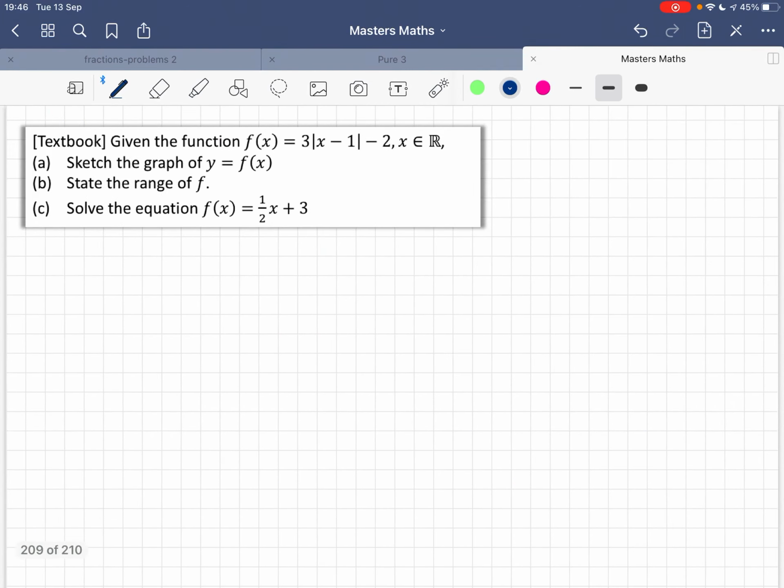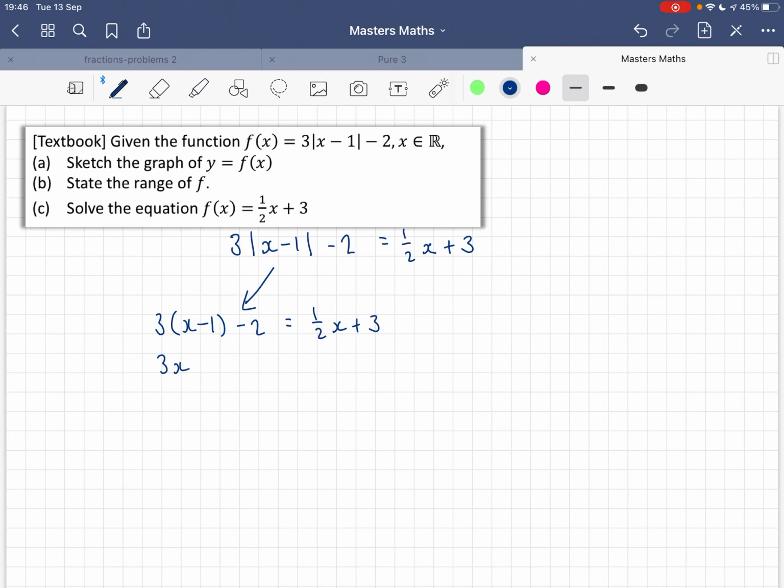Then the last part is to solve the equation, which we have looked at already. We've looked at how to solve a modulus, but just really quickly, remembering that we need to do one with the positive modulus function and one with the negative modulus function. So we're putting them equal to each other. So we have 3 modulus x minus 1, minus 2 is equal to a half x plus 3. Solving it with the positive modulus, we get 3 times x minus 1, minus 2 equals a half x plus 3.